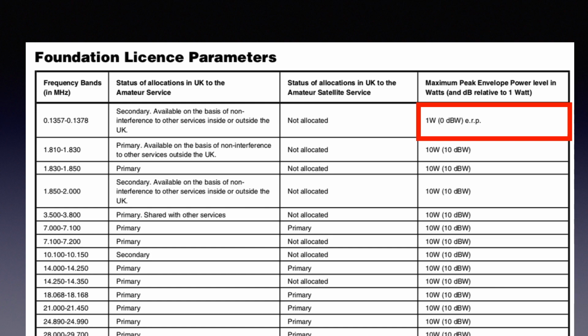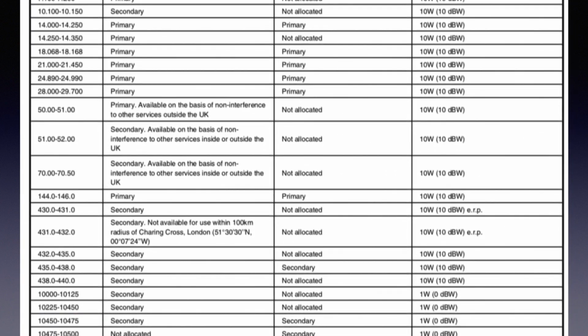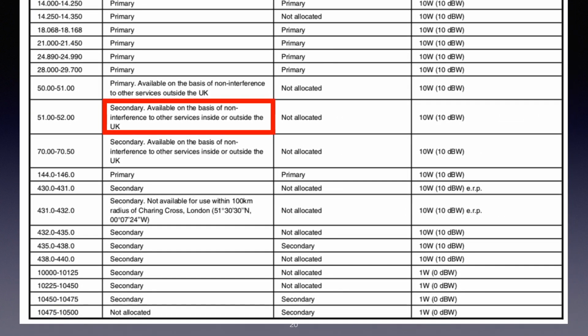Now, if you look in the book Foundation, you will see that effective radiated power means the power going to the antenna times the linear gain of the antenna. So we'll talk a little bit about that as we go on in these videos, but that is something to look out for. If we scroll down, we can see, for example, here that on 51 to 52, it's available on a basis of non-interference, just as an example.